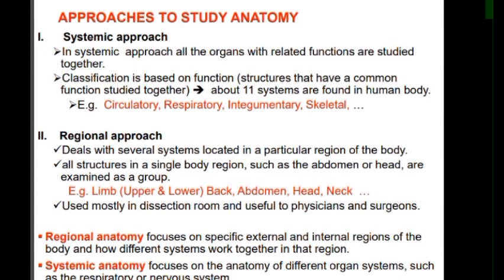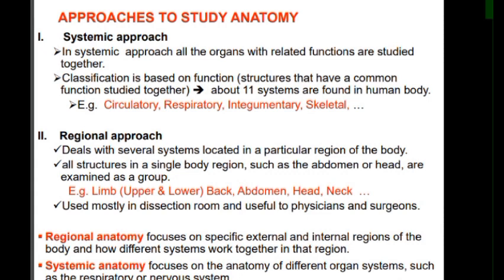Classification is based on function, structures that have a common function studied together. That means about 11 systems are found in human body. Example: circulatory, respiratory, integumentary, skeletal. The second one is regional approach. It deals with several systems located in a particular region of the body.